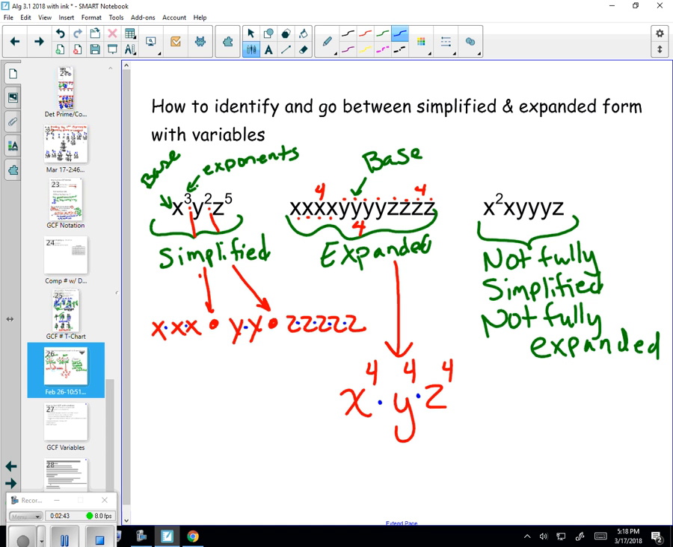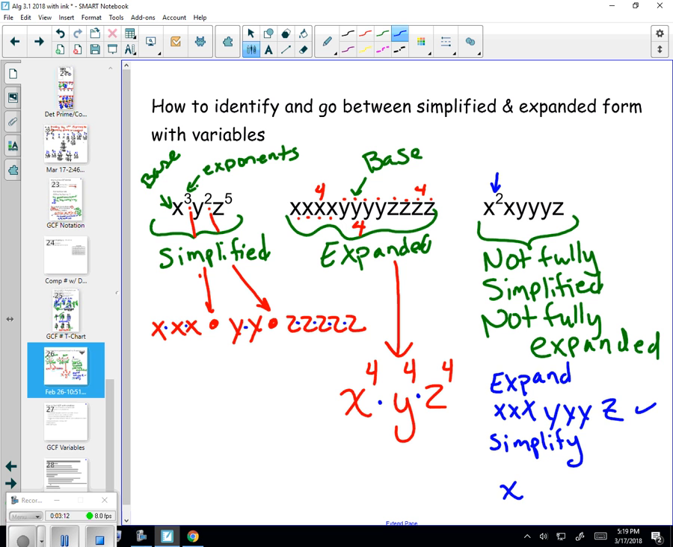This last one is not fully expanded and not fully simplified. Let's start by expanding. I can see this needs to expand. So we have 2 x's, our third x, our y's, and our z. This would be expanded. Now I can simplify very easy.